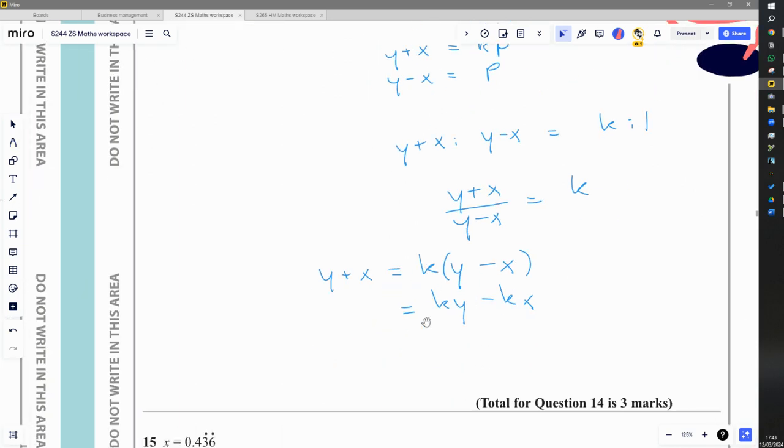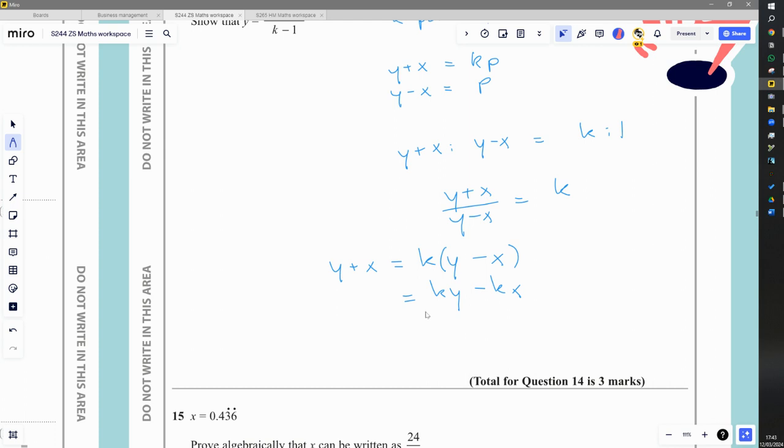And then we're going to collect the parts with y in them. So this bit is still over here, of course. I'm going to subtract ky from one side and also subtract x from the other side. So, in fact, what I might do is the other way around. I'm going to subtract y from both sides and add kx to both sides. So I end up with kx plus x is equal to ky minus y.